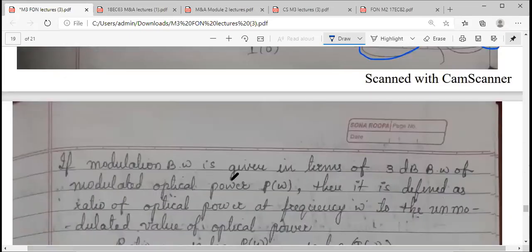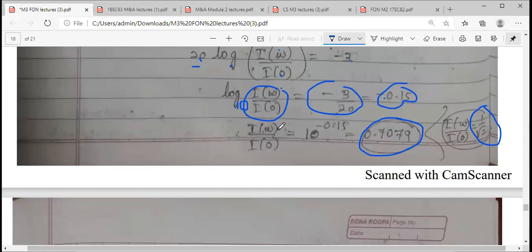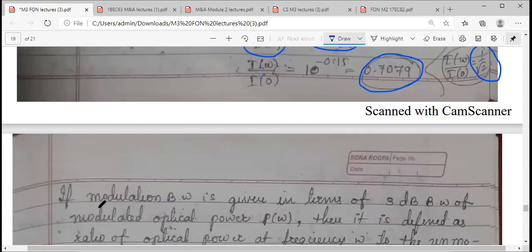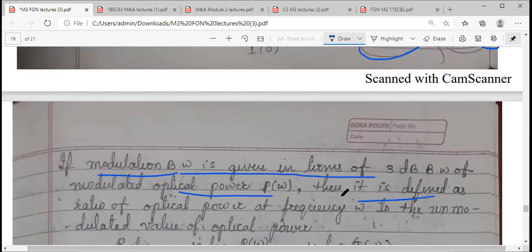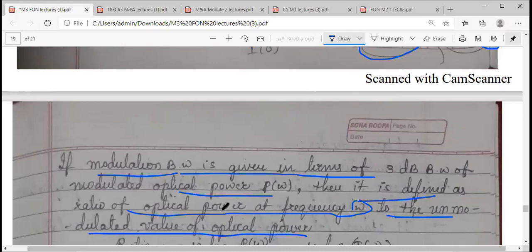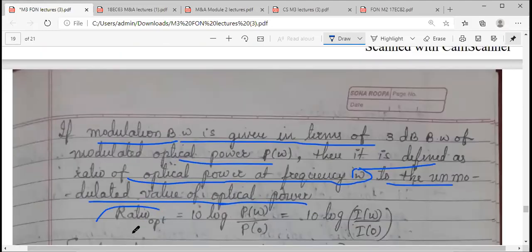Now, what I discussed, the equation I of w by I of 0, which is equal to 1 by root 2, is for electrical terms. But if I talk about the modulation bandwidth in terms of optical powers, then how can we define it? It is the ratio of the optical power that we get at the modulated frequency W to the unmodulated value, without any modulation. With reference to that, we call this ratio optical terms, 10 log.